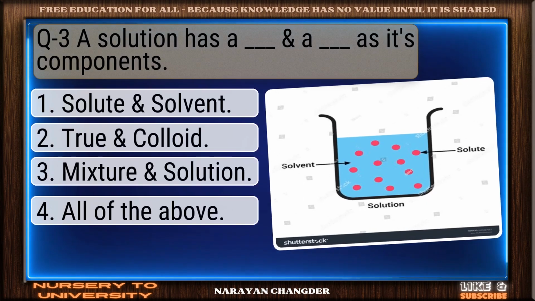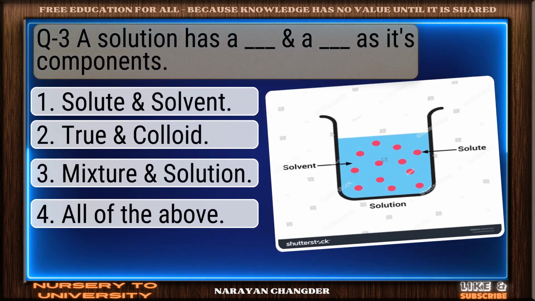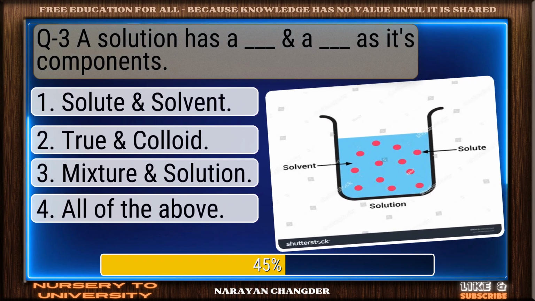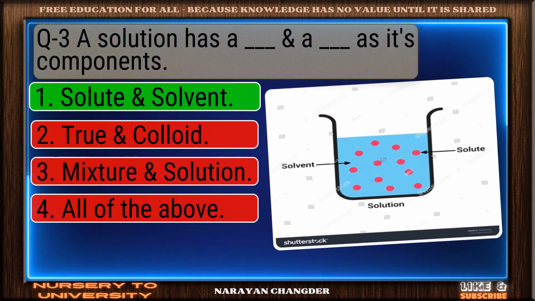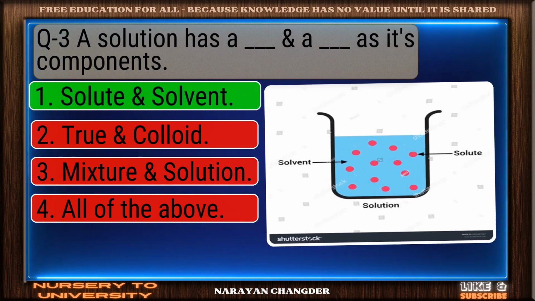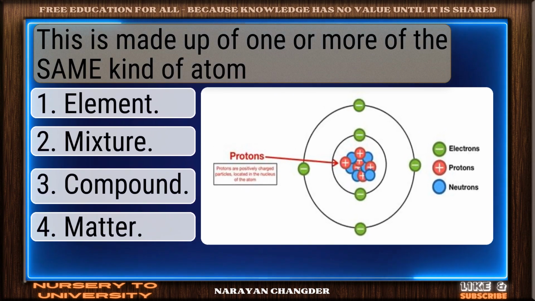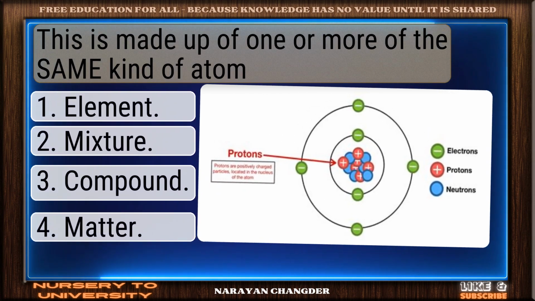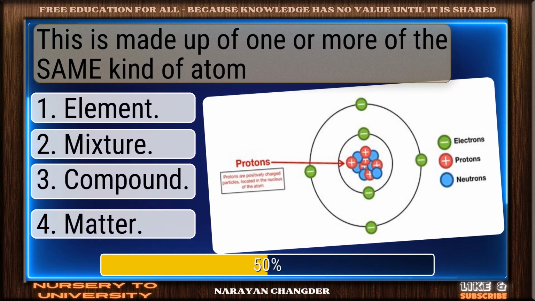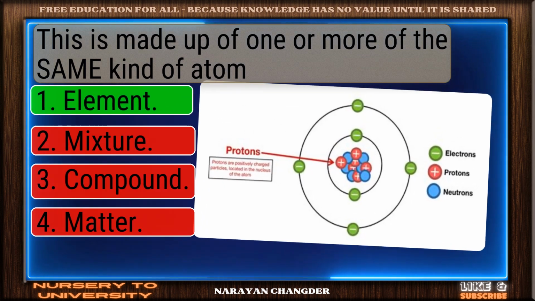Question number 156. A solution has a dash and dash as its components. Nice selection. Solute and solvent is the correct and valid answer. Question number 157. This is made up of one or more of the same kind of atom. Smart pick. Element is the correct choice.